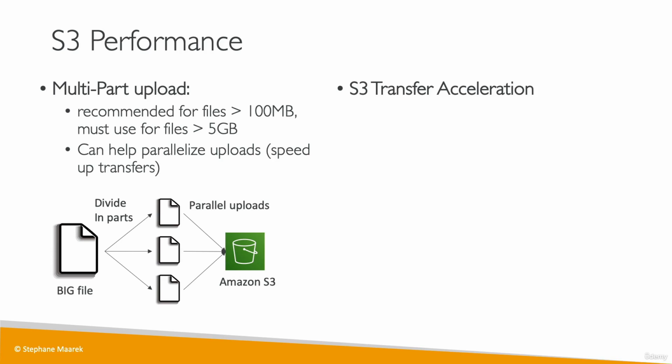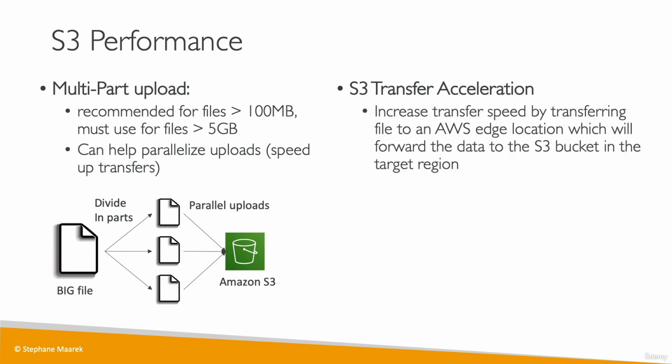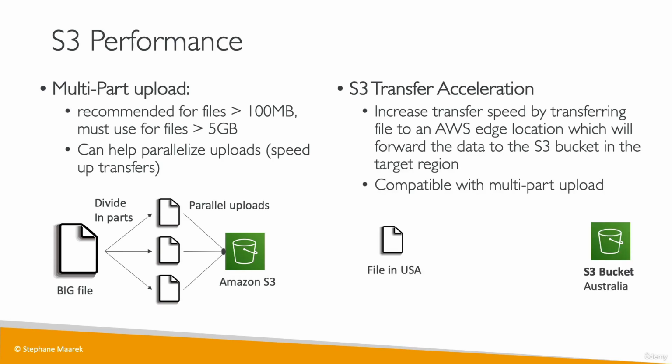Now we have S3 Transfer Acceleration, which is for upload and download. It is to increase the transfer speed by transferring a file to an AWS edge location, which will then forward the data to the S3 bucket in the target region. So edge locations, they're more than regions. There are about over 200 edge locations today, and it's growing. And let me show you in the graph what that means. And that transfer acceleration is compatible with multi-part upload. So let's have a look.